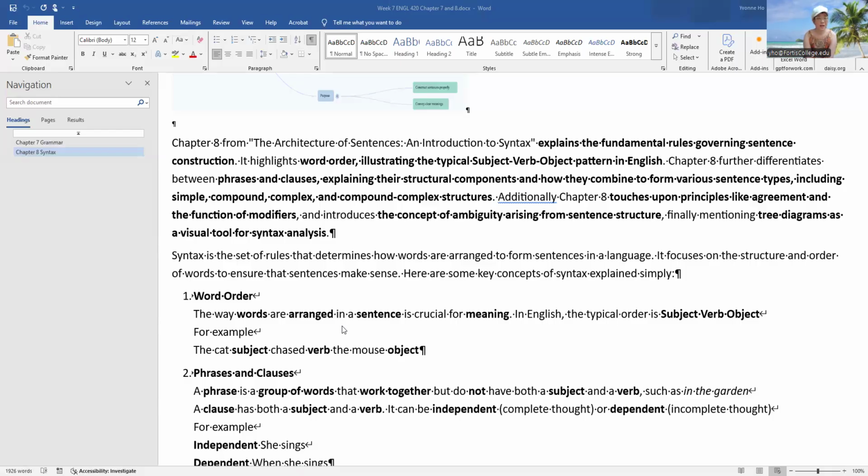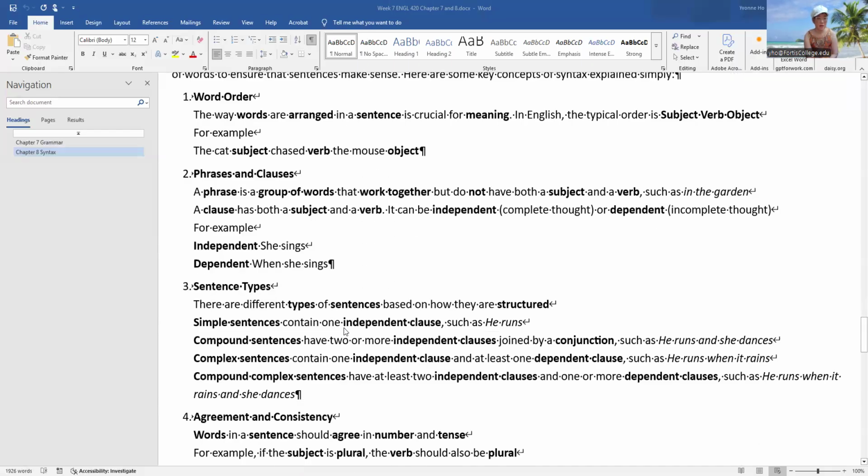It is fun. Syntax is the set of rules that determines how words are arranged to form sentences. It focuses on the structure and order of words to ensure that sentences make sense. So the way words are arranged in a sentence is crucial for meaning. So, for example, the cat, subject, chased, verb, the mouse, object. Independent clause, she sings. Dependent clause, when she sings.